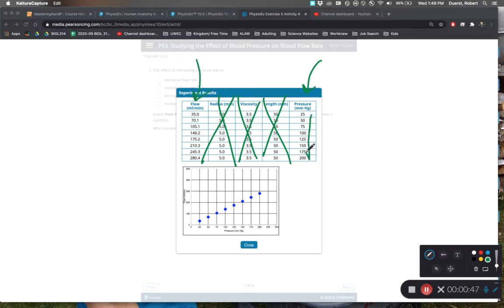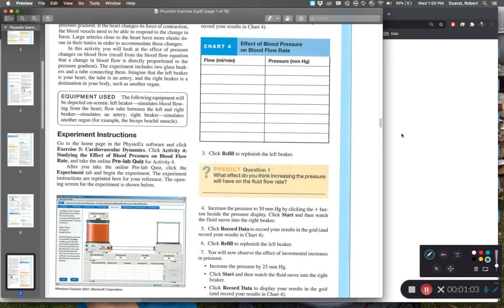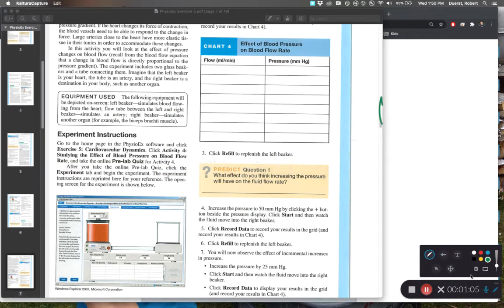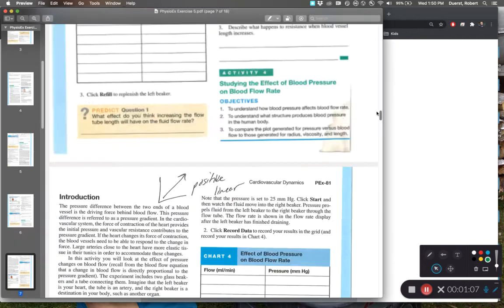As pressure increases, flow rate increases. And as we graph this, the line goes up in a straight fashion. It's a positive linear slope to describe the shape of this graph. As we look at our master equation dictating this, let's clear and go back up to the top.